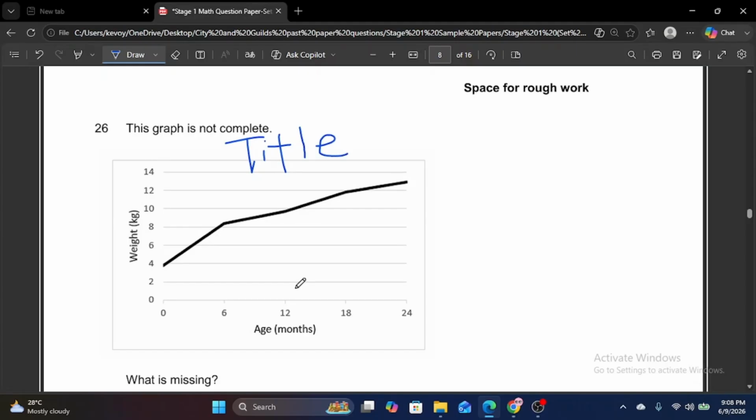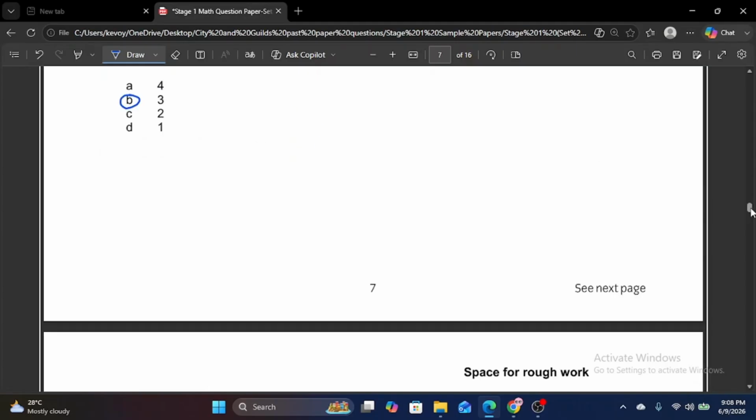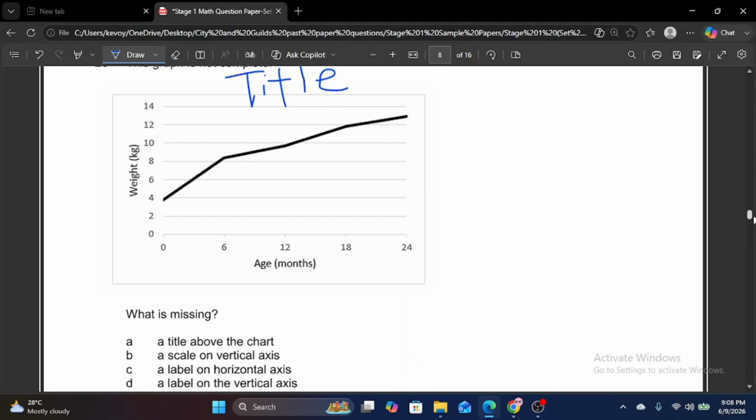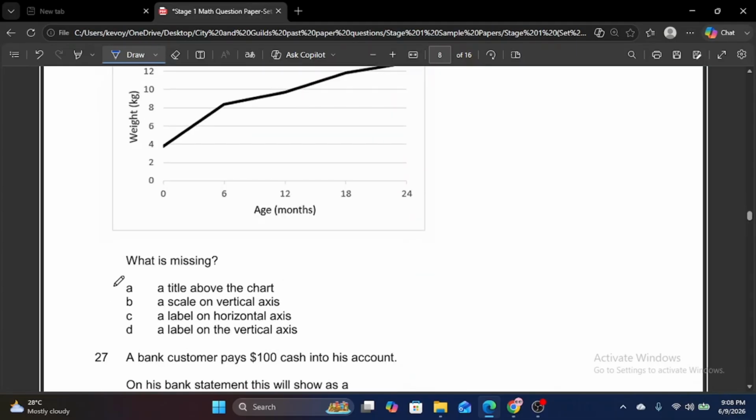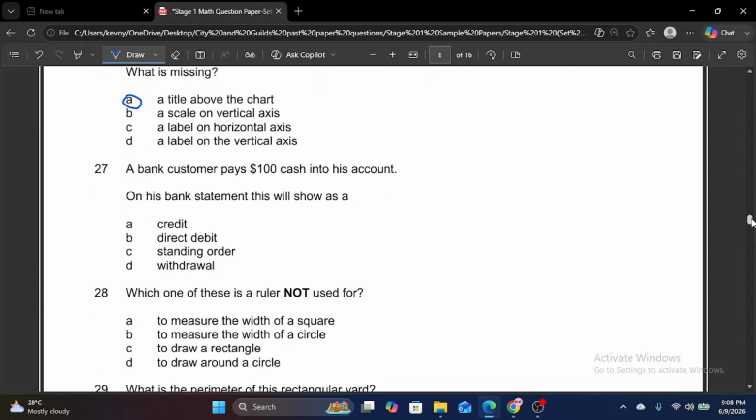If you don't see a title, you know the title is missing. It tells you what the graph is about. So I'm not seeing that. A title above the chart, that's going to be A. That was missing.